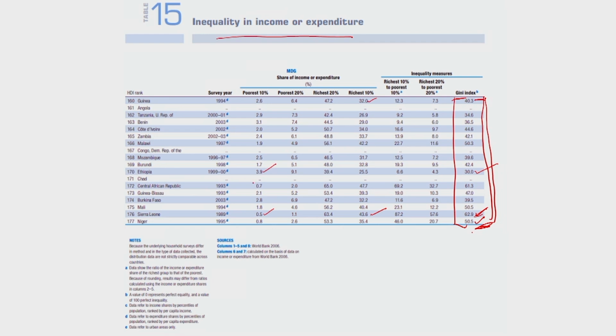Similarly, if you look at Ethiopia, the poorest 10% have only about 4% share in the total income and expenditure. The richest 10% have about 26% share. The poorest 20% share about 9.1%. The richest 20% have a share of about 39%. So the poorer countries exhibit very high levels of inequality. The poorer countries are poor because the richer sections of the population have more access to incomes, to basic services, and to the resources within the country than the poorest sections of the population.